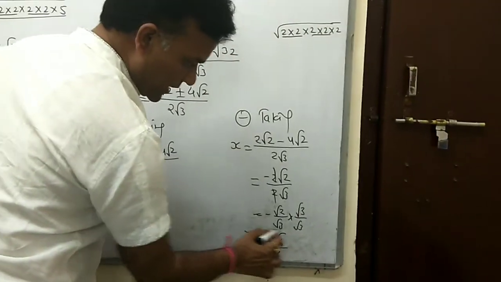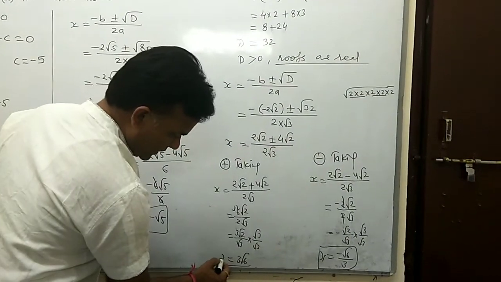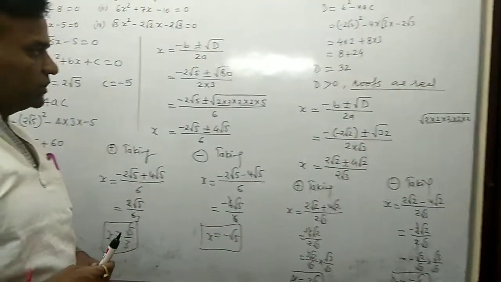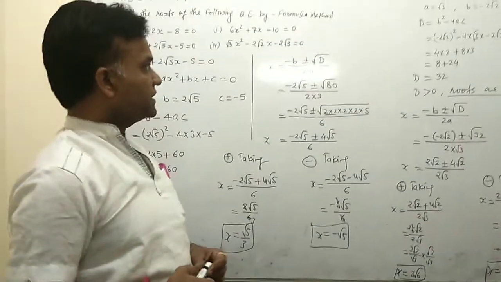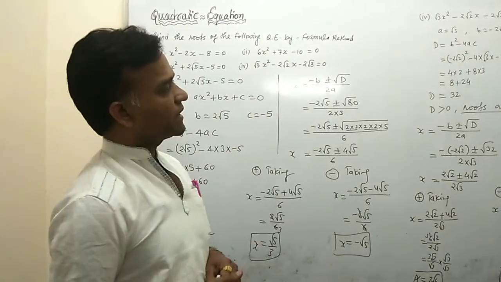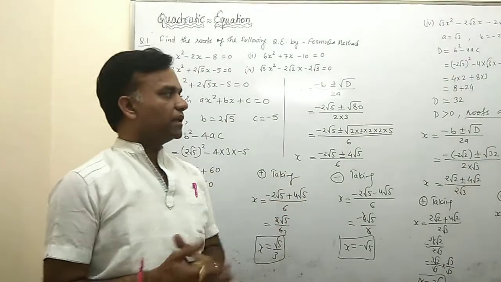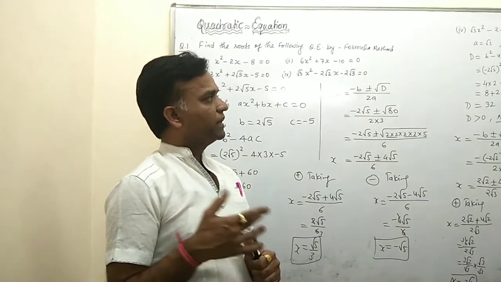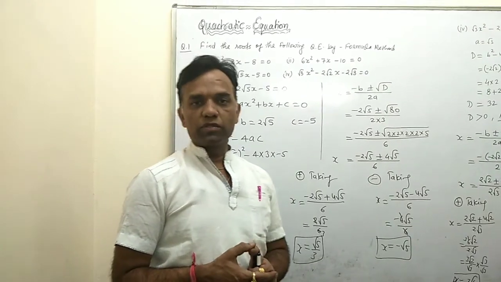You have x equal to minus root 6 by 3 and x equal to 3 root 6. So there are two answers, they are related with both. Okay, so now all these examples are related to real roots directly. Now one more example, related to not real roots.